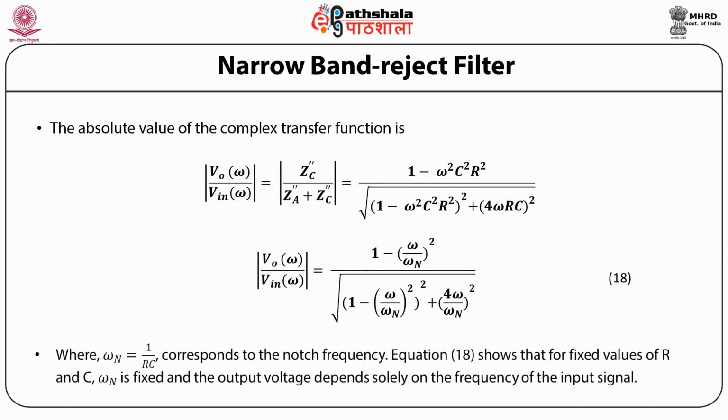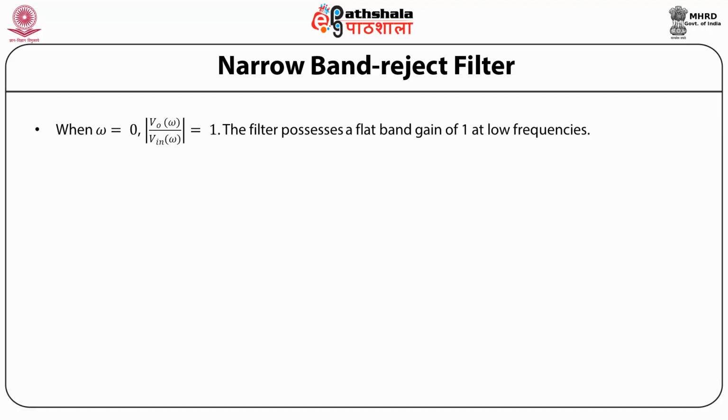Here omega n equals 1 by RC and corresponds to the notch frequency. The above equation shows that for fixed values of R and C, omega n is fixed and the output voltage depends solely on the frequency of the input signal. When omega equals 0, modulus of V naught of omega by Vn of omega equals 1.